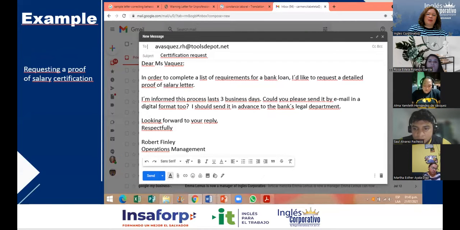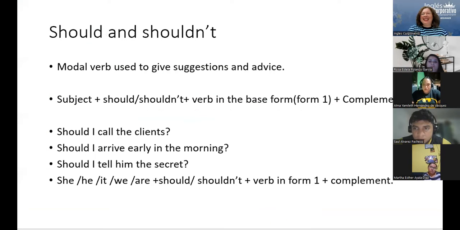No sé si me equivoco, es subject plus should. Got it. Thank you, Alma. Yes, that is. Should and shouldn't plus verb in the basic form one, plus complement. Alma, very good. You know, you are noticing now your mistakes by yourselves. Great. Vamos por buen camino porque ahora ya ustedes notan y se fijan cuál es el error y lo corrigen. Perfecto, Alma. Okay, should and shouldn't is a modal verb used to give suggestions and advice.